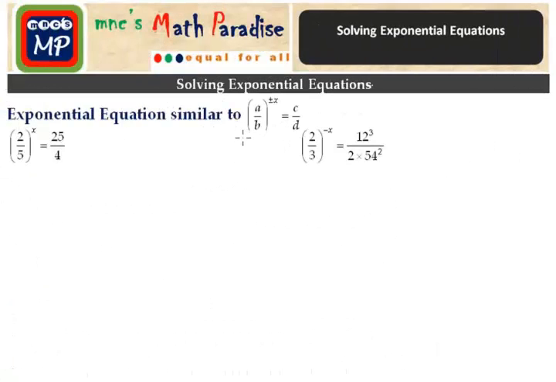Here we will solve exponential equations where the left hand side base is a fraction and the power is either plus x or minus x, and the right hand side value is also a fraction. So let us do these two examples. In the first example, the left hand side base is 2 divided by 5, that is (2 divided by 5) to the power x equals 25 by 4. So we need to convert this 25 by 4 into 2 by 5 form.